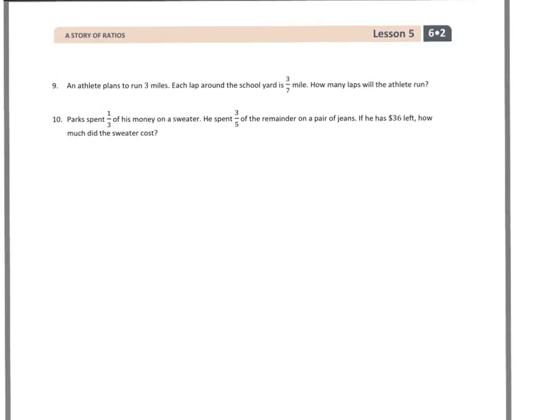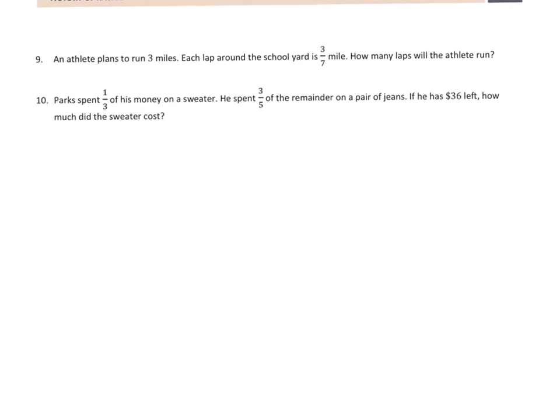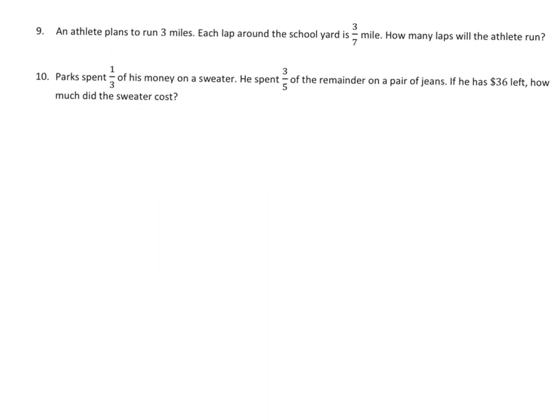And here we are on the next page, and we'll do 10. Parks spent 1/3 of his money on a sweater. He spent 3/5 of the remainder on a pair of jeans. If he has $36 left, how much did the sweater cost? So already I'm seeing a little bit of an issue here because we don't have some common units. So the first thing I want to try to do is draw a diagram because this might help me out.